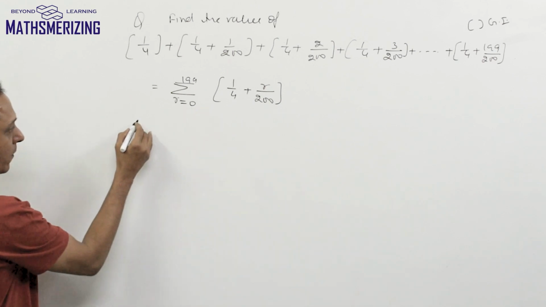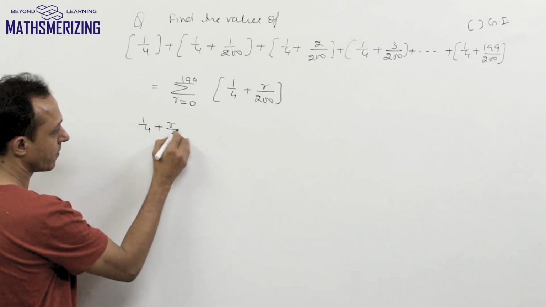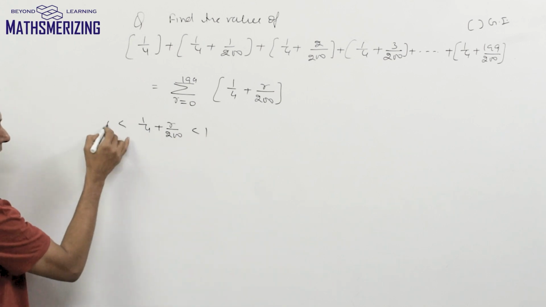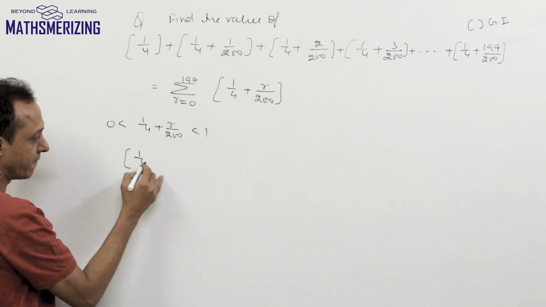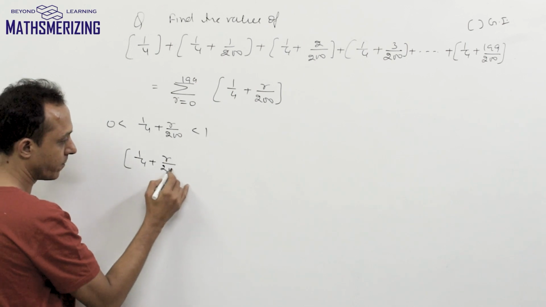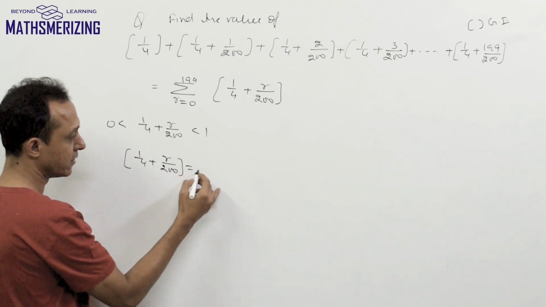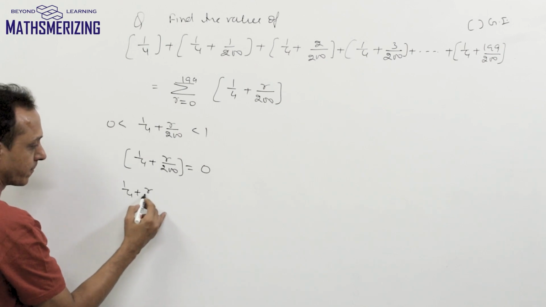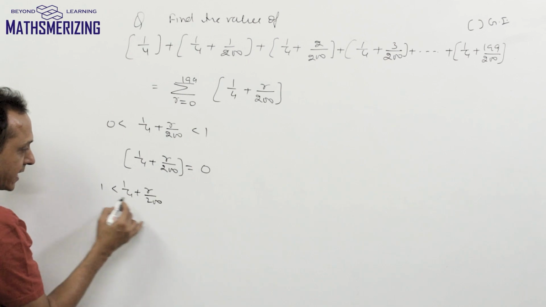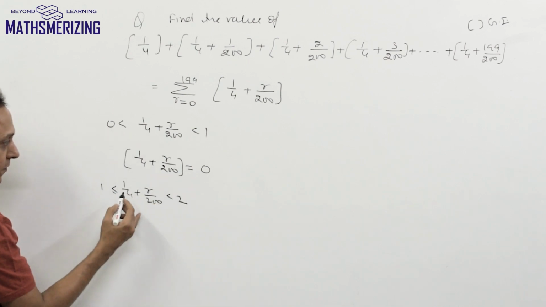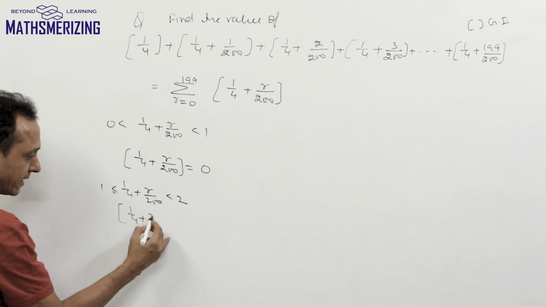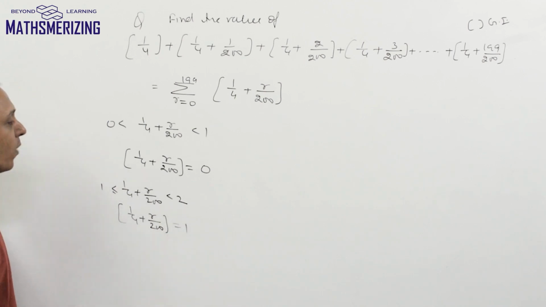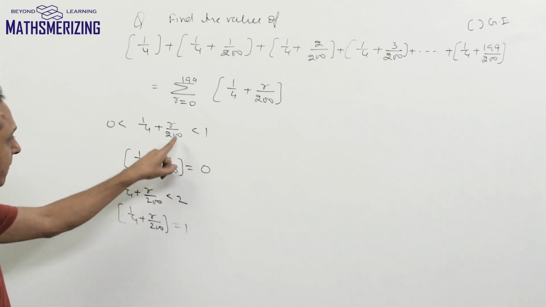So when 1 by 4 plus r by 200 is less than 1 and greater than 0, in that case, the greatest integral function of 1 by 4 plus r by 200 will be 0. And when the value of 1 by 4 plus r by 200 lies between 1 and 2, then in that case, its greatest integral function will be simply 1. So now I need to know when this value is less than 1.